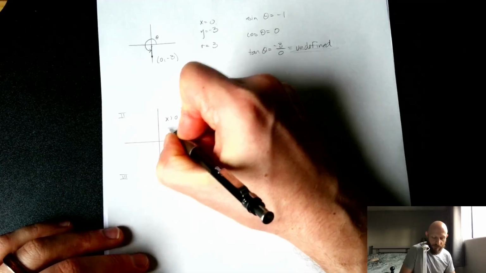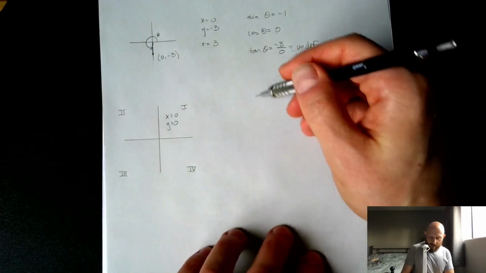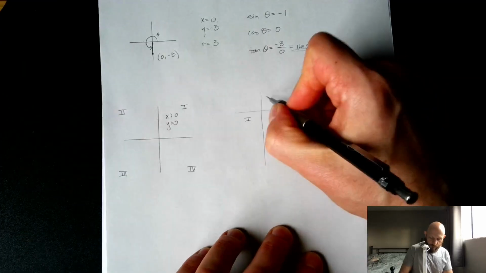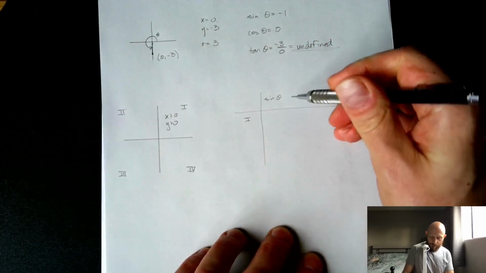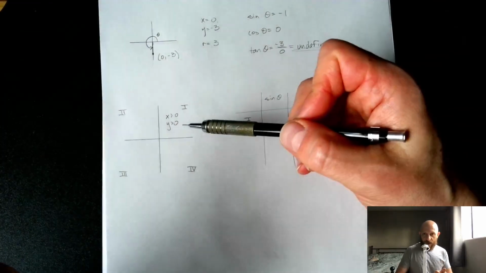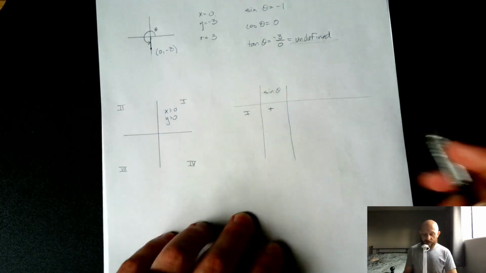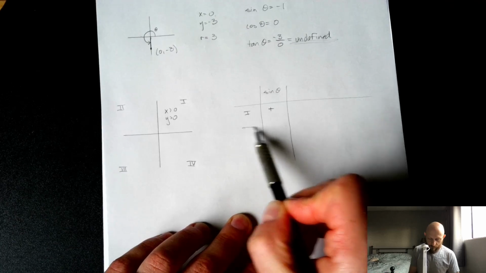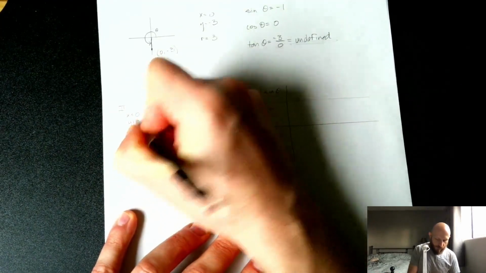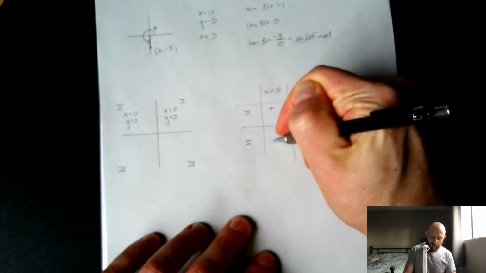So in quadrant 1, both x and y are positive. If we think about sine theta, which is y over r, y is positive, so in quadrant 1, sine of theta is positive. In quadrant 2, x is less than 0 and y is still greater than 0. So y is still positive, r is still positive, and positive over positive is positive.